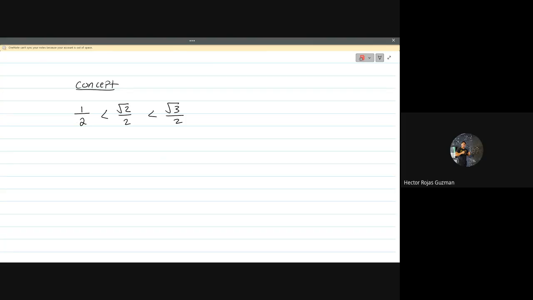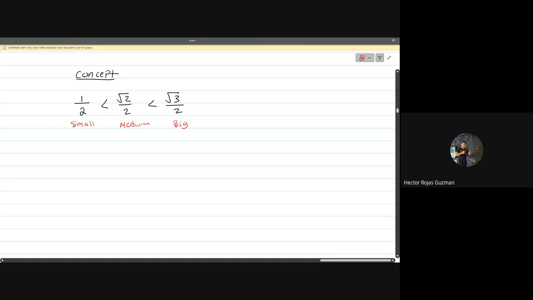If you're struggling with the radical idea, you can always think about this one as a radical 1 because that is literally what it is, right? The square root of 1 is 1. So we have the small fraction, the medium, and the big. And again, they're pretty easy to remember because all you got to think about is 1, 2, 3 for the numerators and 2, 2, 2 for the denominators. Okay. Except that the numerators, of course, have radicals. So here's how you work with it.